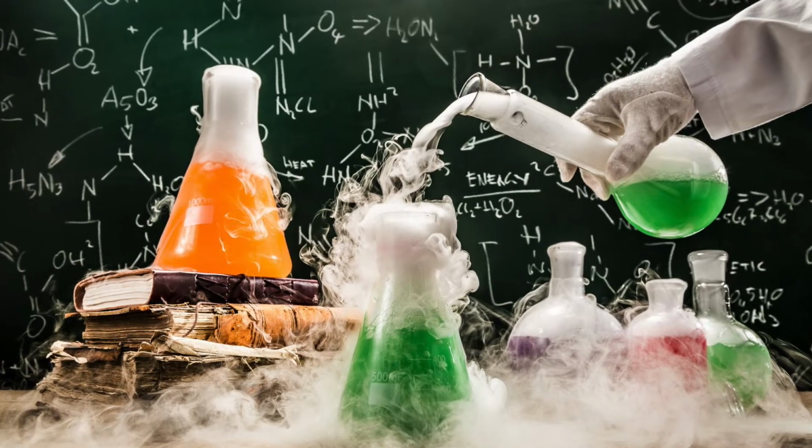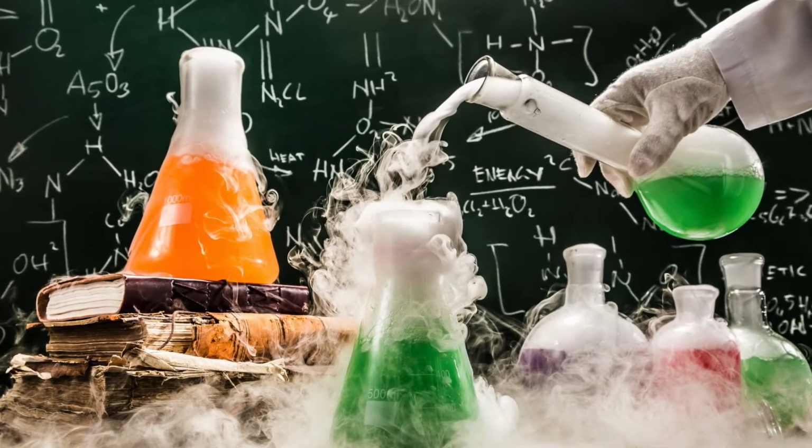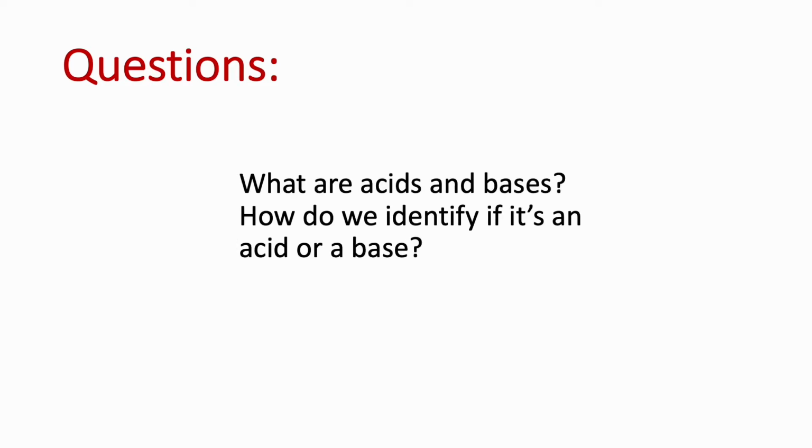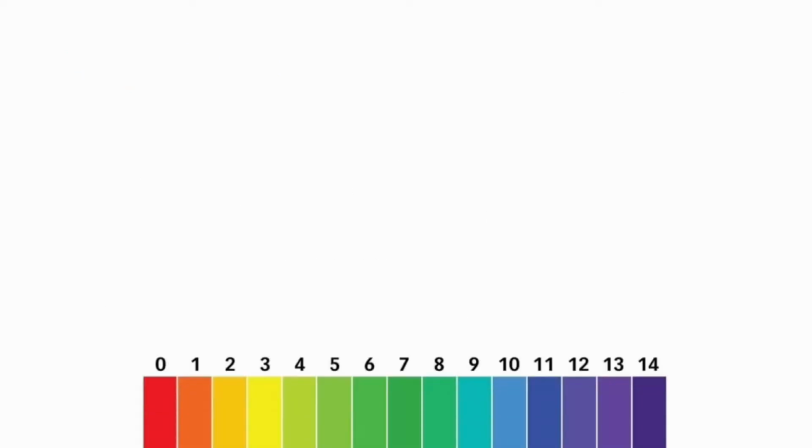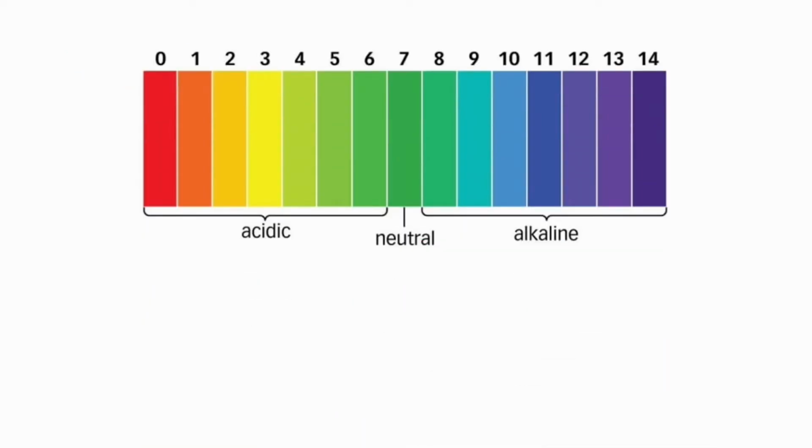Which one would you want to be if you were a chemist? No matter what kind of chemist you are going to be, we have to understand what an acid and a base is and how to identify them. But wait, what is an acid and a base? How do we identify them? Well, the easiest solution is using the pH scale.